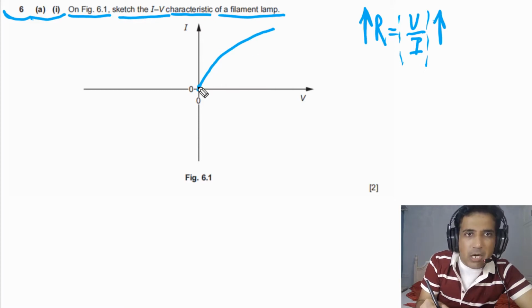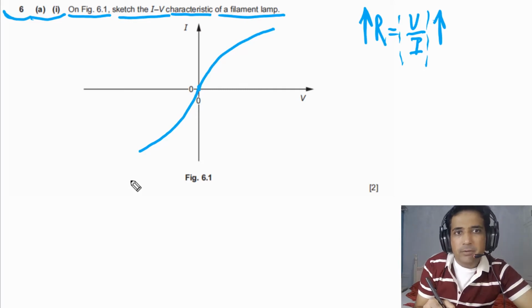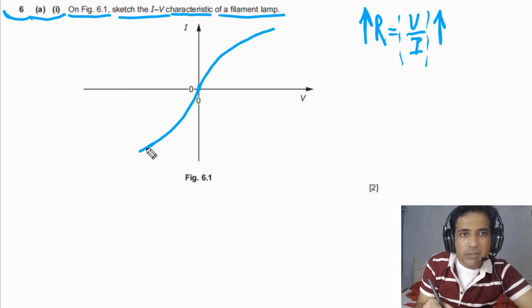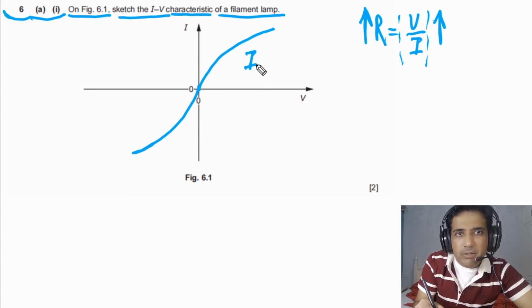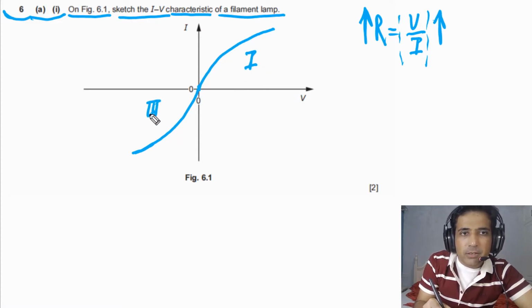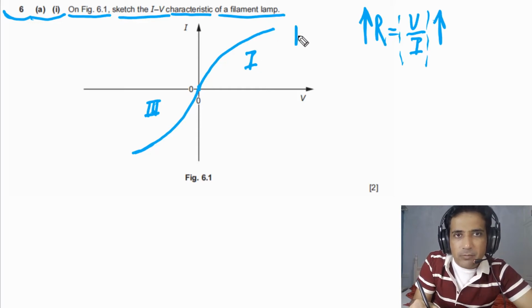So this is how we can sketch it, and your curve has to be in the first and third quadrants, and it has to be symmetrical in these two quadrants. So we can say this is the first quadrant and this one is the third quadrant. You see, in this case current is negative. It means the polarity of the battery is reversed. So let's try to understand what exactly it means.